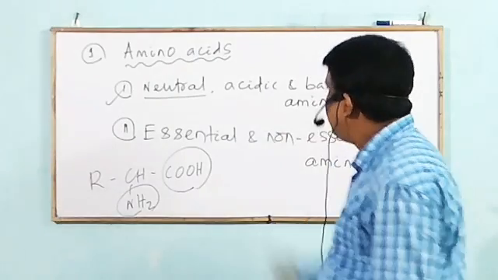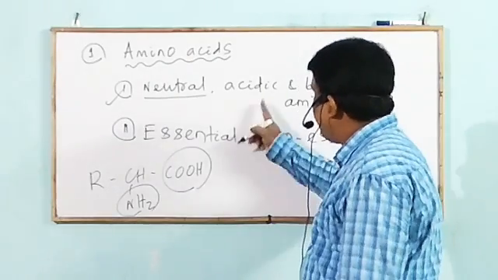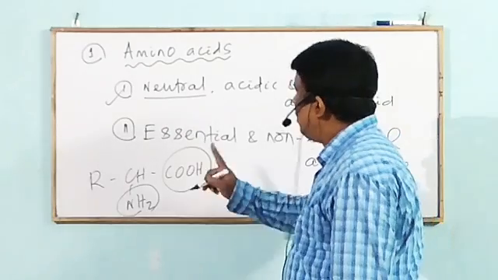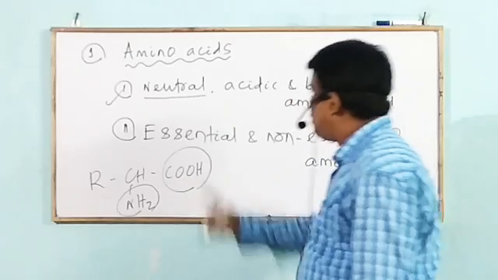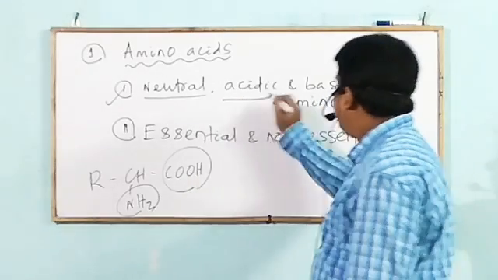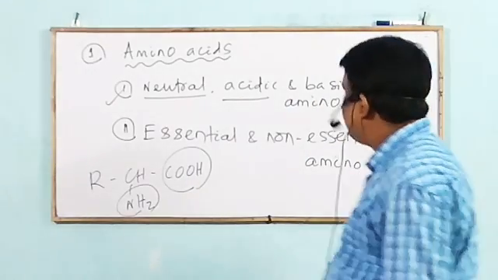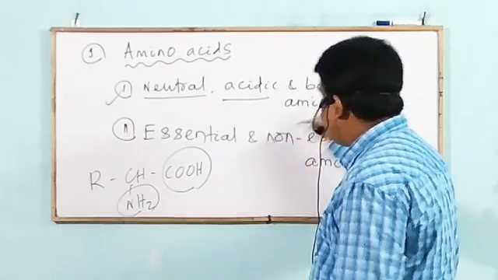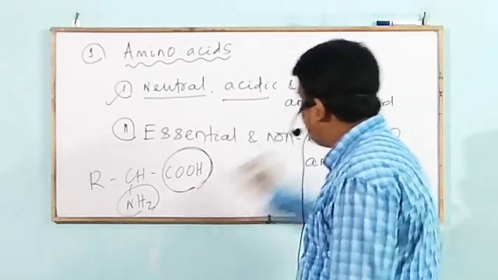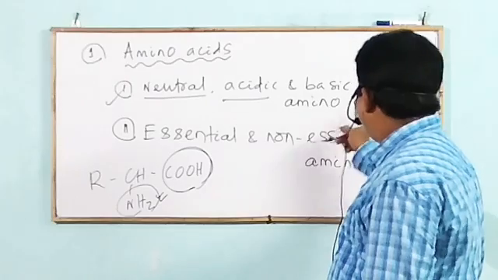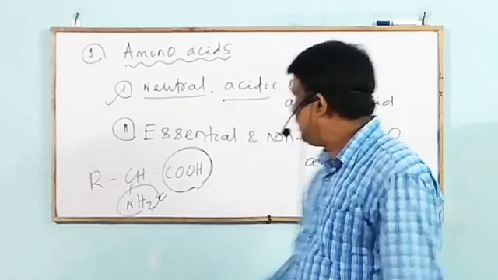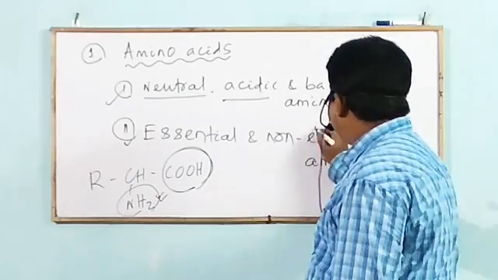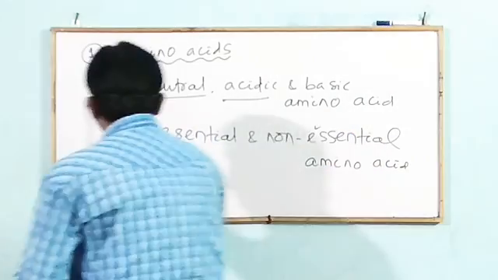On the other hand, if the amino acid contains one amino group and two carboxyl groups, then it is known as acidic amino acid. If the amino acid contains one carboxyl group and two amino groups, then it is known as basic amino acid. So point two, next is essential amino acid and non-essential amino acid.